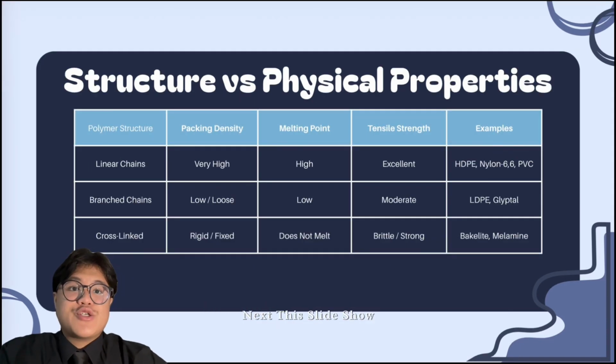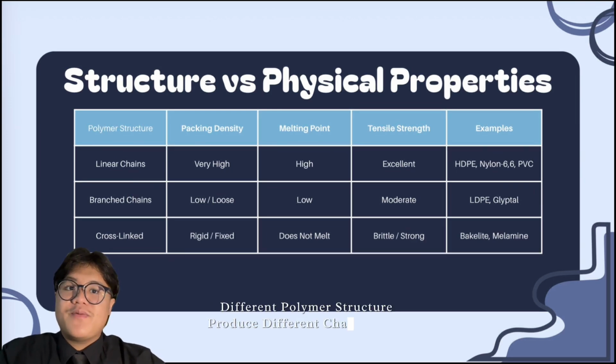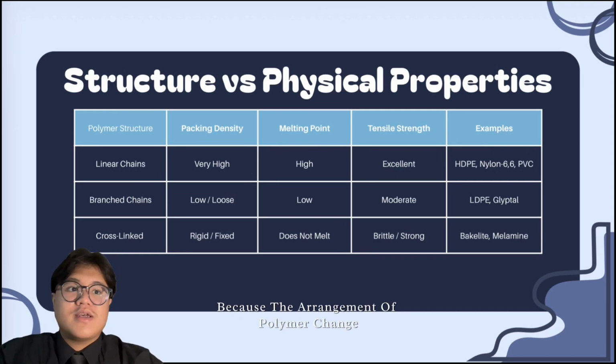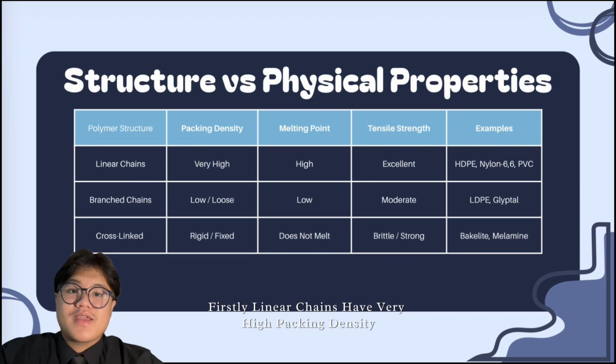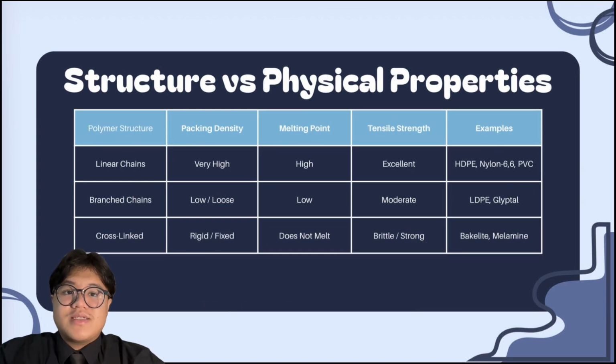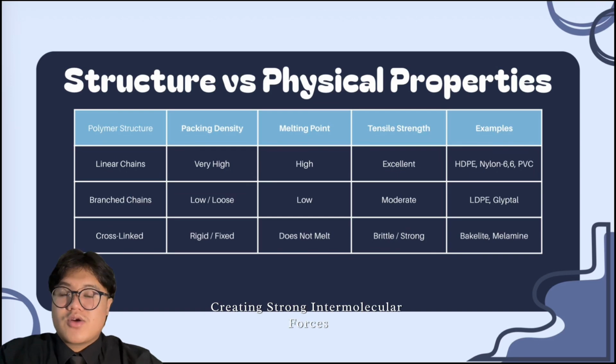Next, this slide shows the relation between polymer structure and physical properties. Different polymer structures produce different characteristics because the arrangement of polymer chains affects how closely the molecules can pack together. Firstly, linear chains have very high packing density, high melting point, and excellent tensile strength. This is because the chains are arranged closely together, creating strong intermolecular forces.